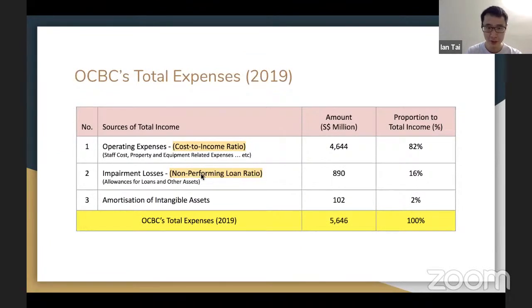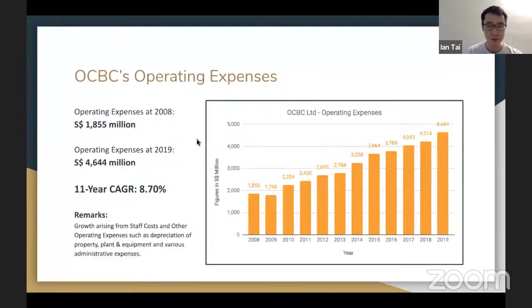Okay, so all we need to do is make sure that this non-performing loan ratio is kept at a very reasonably low level. And finally, this one, amortization of intangible assets. This one is actually about 100 million. It is not so significant, so we are not going to touch on this. We want to make sure that the cost to income ratio is stable, and the non-performing loan ratio is low, and let's keep it there, right?